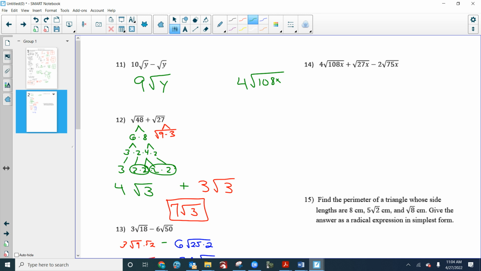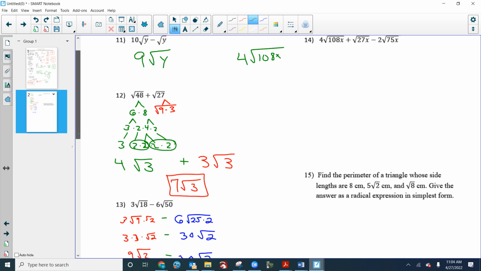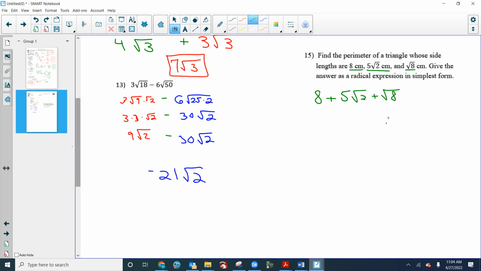All right, we're going to run out of time. I'm going to skip that for right now. If it says find the perimeter, do you agree if the lengths are 8, 5 radical 2, and radical 8, wouldn't you add those up? Perimeter, 8 plus 5 radical 2 plus radical 8. Isn't radical 8 radical 4 times 2? Which is 2 radical 2. 8 plus 5 radical 2 minus 2 radical 2 is 8 plus 3 radical 2.